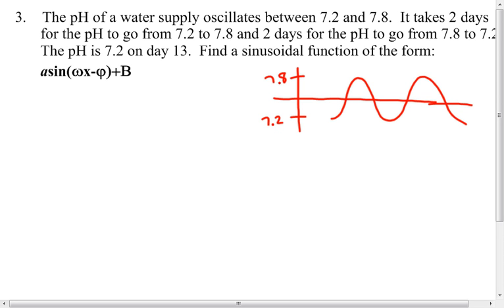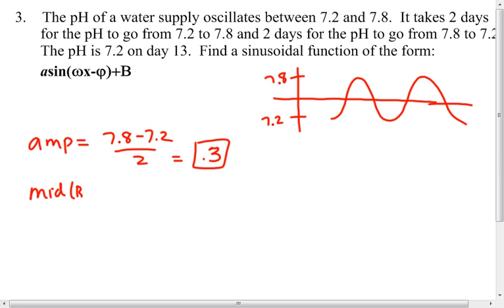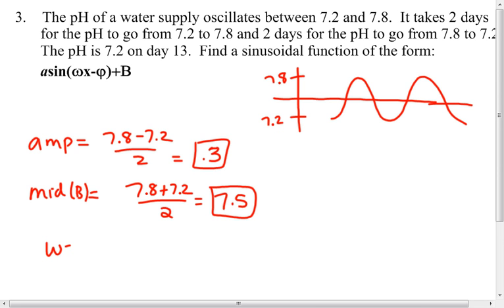Okay. So here we go. Obviously, the high point is 7.8 and the low point is 7.2. So my amplitude, 7.8 minus 7.2 divided by 2, will be 0.3. My midline, or my B, will be 7.8 plus 7.2 divided by 2, which is 7.5. My W is 2 pi over my period, and this is a little bit tricky in this case, so that's why I want to make sure I draw the graph.